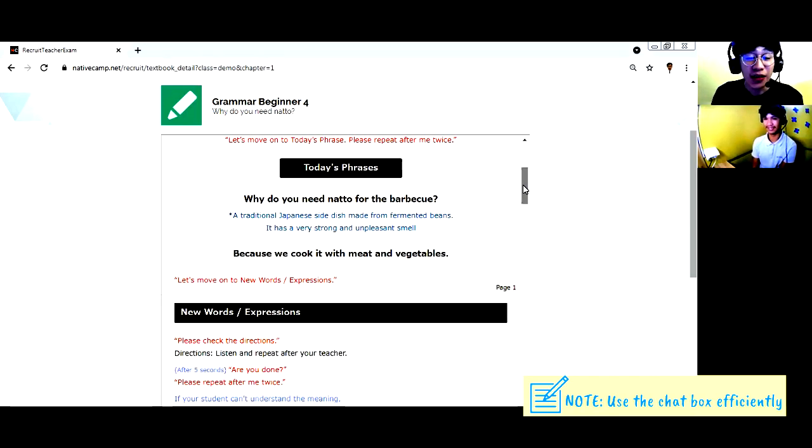Why do you need natto for the barbecue? Why do you need natto for the barbecue? Why do you need natto for the barbecue? Why do you need natto for the barbecue? Because we cook it with meat and vegetables. Because we cook it with meat and vegetables. One more time. Because we cook it with meat and vegetables. Because we cook it with meat and vegetables. All right. Please repeat after me just one more time. Say vegetables.